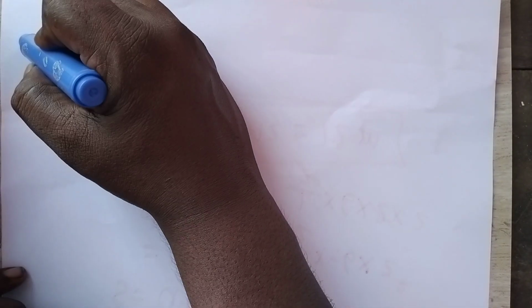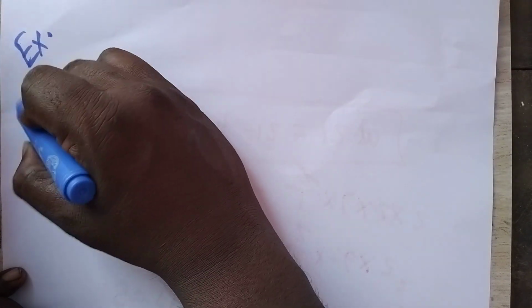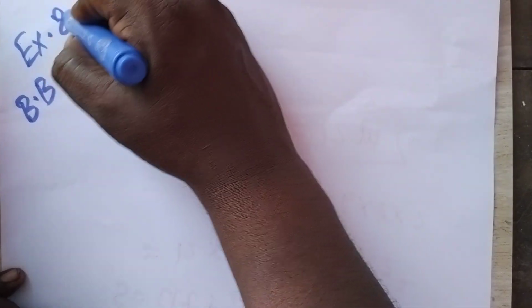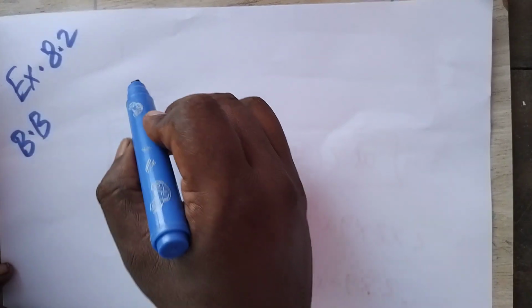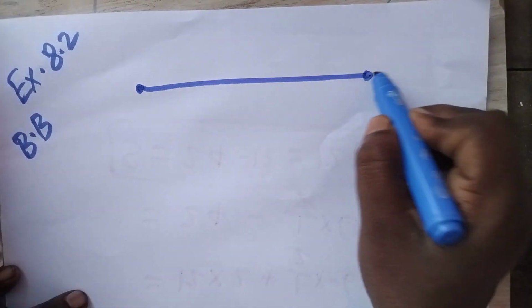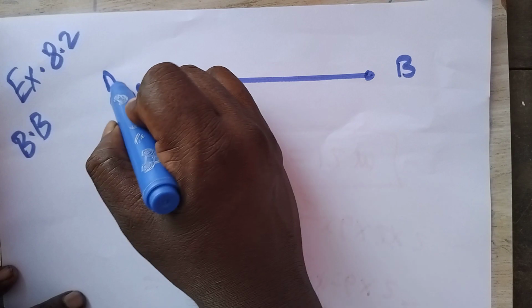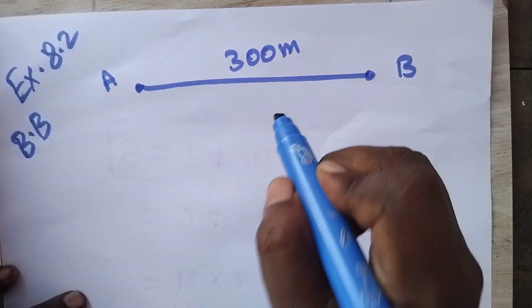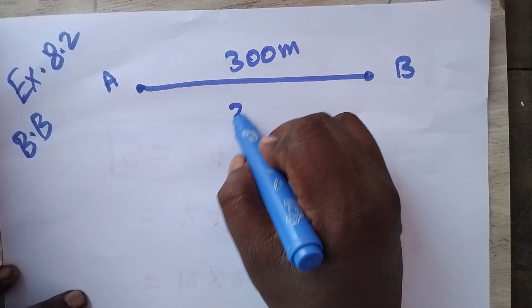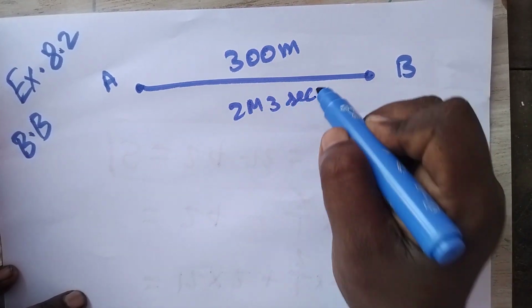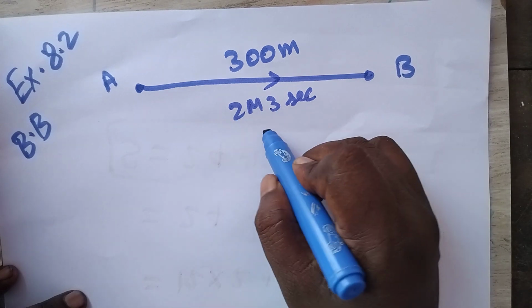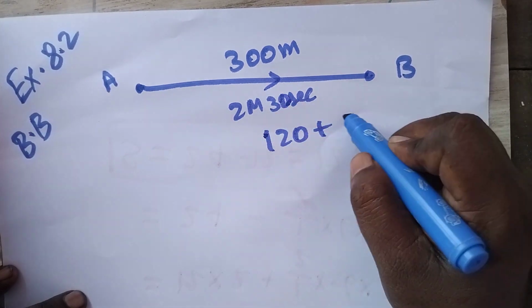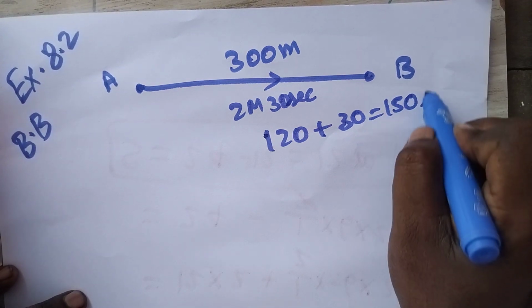So slowly we have to calculate. There are 2 conditions given. This is the exercise problem from the book back, 8th chapter, second problem. He started from A and ended at B. Only the first half of the condition we will take now. 300 meters. What is the time taken? 2 minutes 30 seconds. So what is the total time? 2 minutes means 120 seconds plus 30, overall 150 seconds.